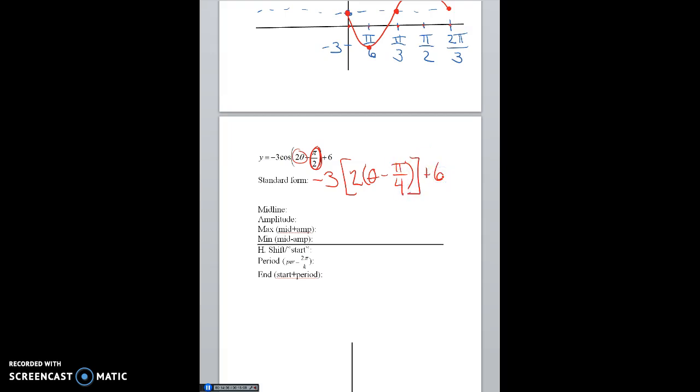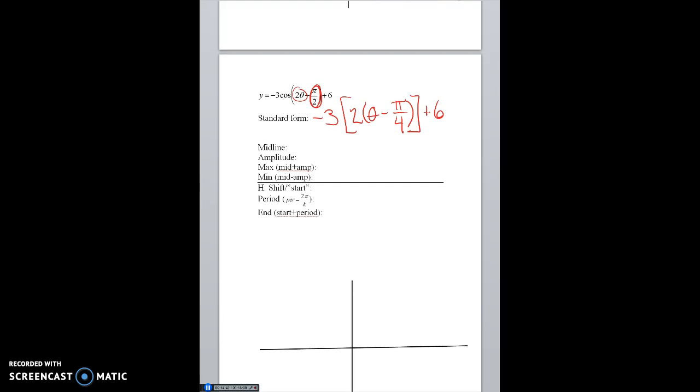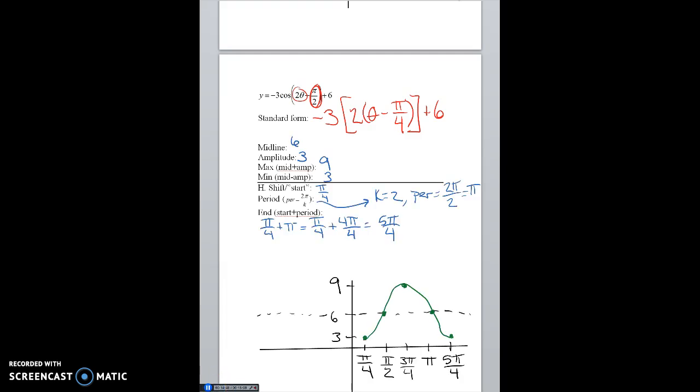So that's standard form. Okay, so I'm going to pause this and fill in the information for this problem, and then the answer will appear. So you can try it on your own. But hang on one second. Okay, so this is the completed problem. All the information is here that you need to graph.